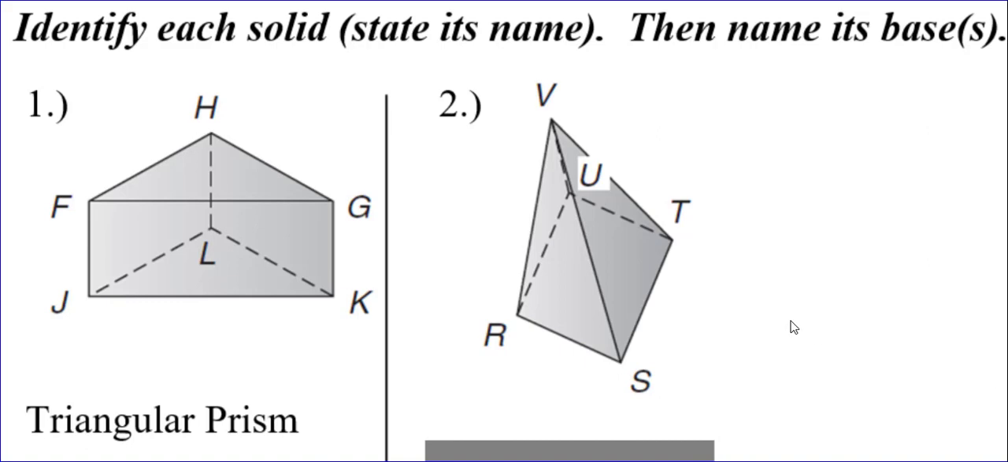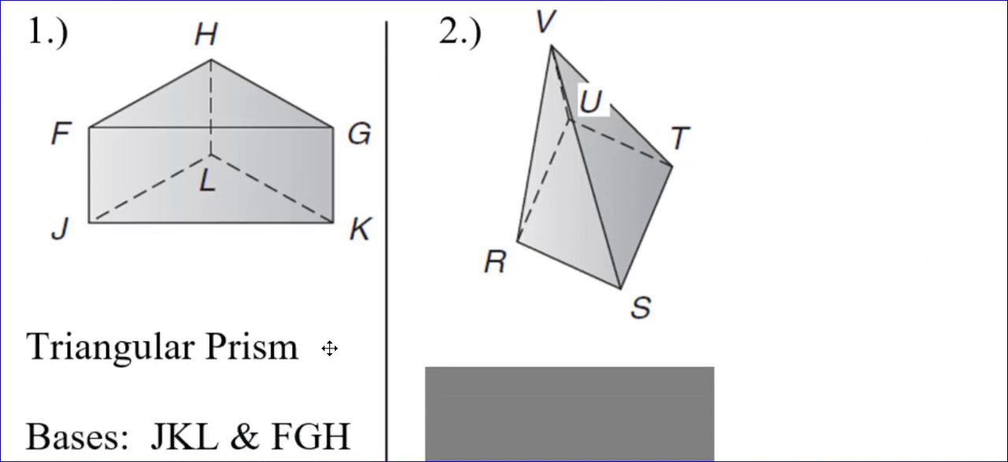All right, so let's do some examples together. The directions say identify each solid, which means state its name. And then part two of the directions, name the base, or it could be bases. It could be plural. Remember, prisms and cylinders have more than one base that happen to be parallel and congruent to each other. All right, so problem number one. Can you figure out why this is a triangular prism and not some kind of pyramid? Hit pause in the video and think about that, and then hit play when you're ready to hear me explain it.